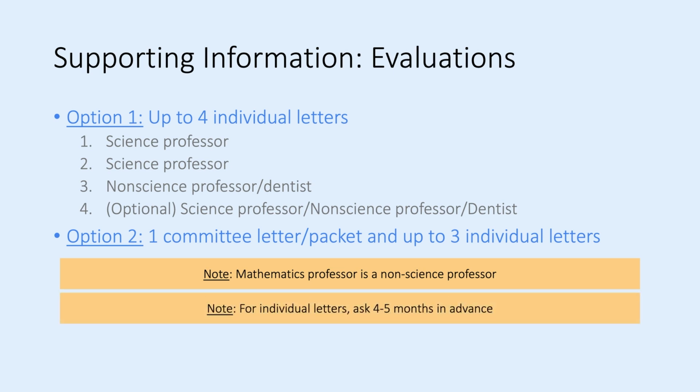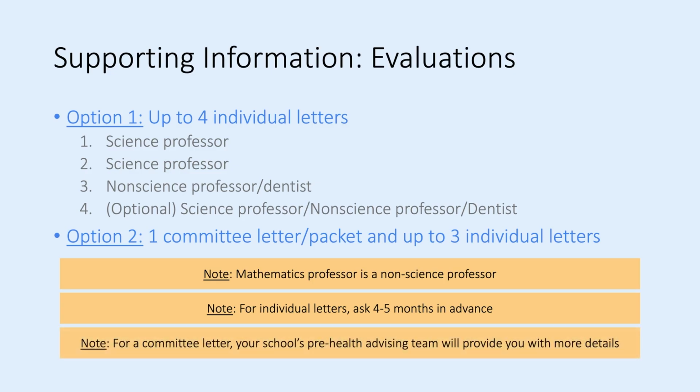Ask for evaluation letters early, ideally 4 to 5 months in advance. If you're starting your application in February, this should be the first thing you would do. If your school offers you a committed letter, make sure you're keeping track of the internal deadlines. Your school will provide you with more details about the committed letter process.